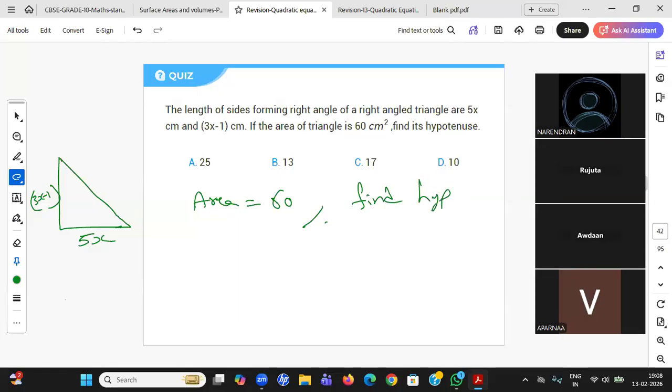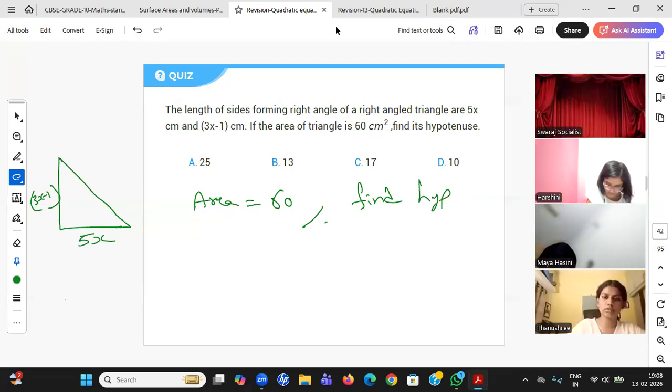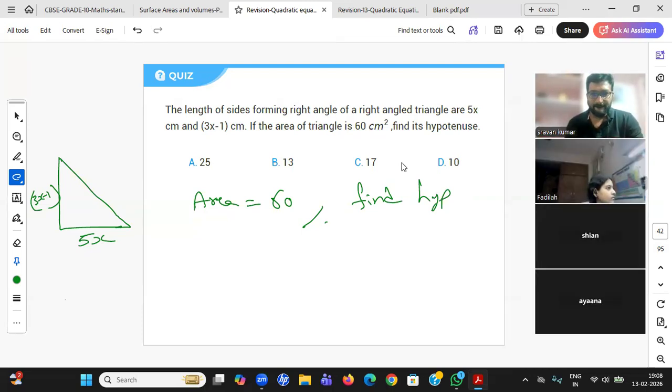Yes, everybody should answer. Tanushri, Tanish, Rugal, Shayan, Rujita, Narendra, Maya, Jahnavi, Harshini, Fatila, Ayana, Avdan, Aparna. Aparna, next question is for you, student. You should tell me the quadratic equation. Next question.